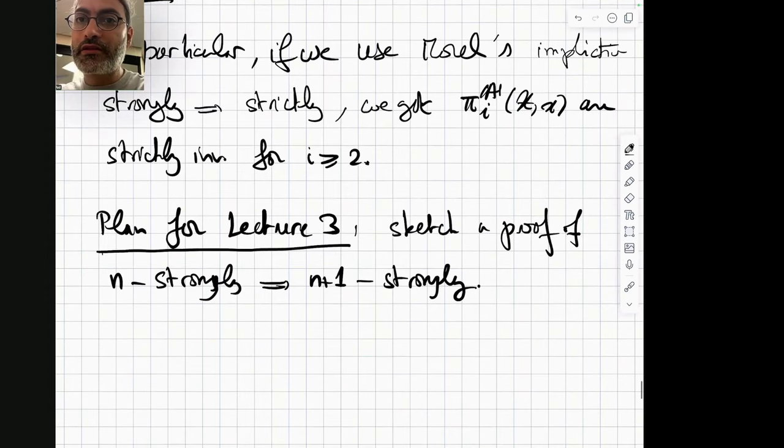So this will be a bit of a technical lecture, and I have to go a bit faster than what I'm doing right now, to try to give you as much as possible, at least the ingredients of the proof. Okay, so that's lecture 3.